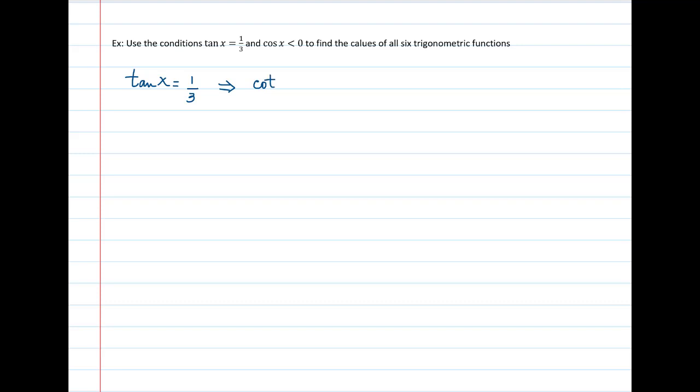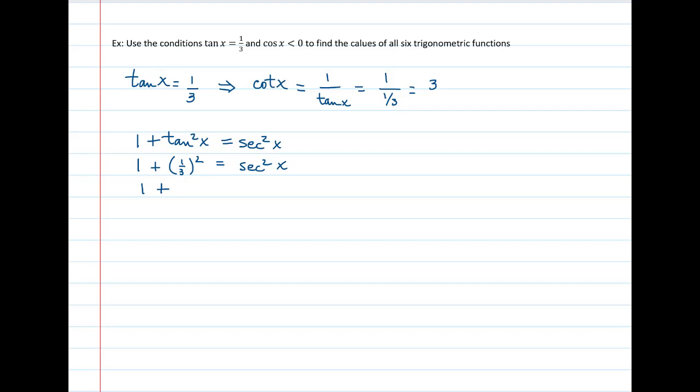So restating here, tangent of x is equal to 1/3. By reciprocal identity, we know that cotangent of x is equal to 1 over tangent of x, which would be equal to 1 over 1/3, and that's equal to 3, or 3 over 1. So there we have it. And now we can use our Pythagorean identity, one of them, to find secant. Again, we were given tangent, right away we found cotangent, and now we can use our Pythagorean identity, 1 plus tangent squared of x equals secant squared of x, to find what secant is.